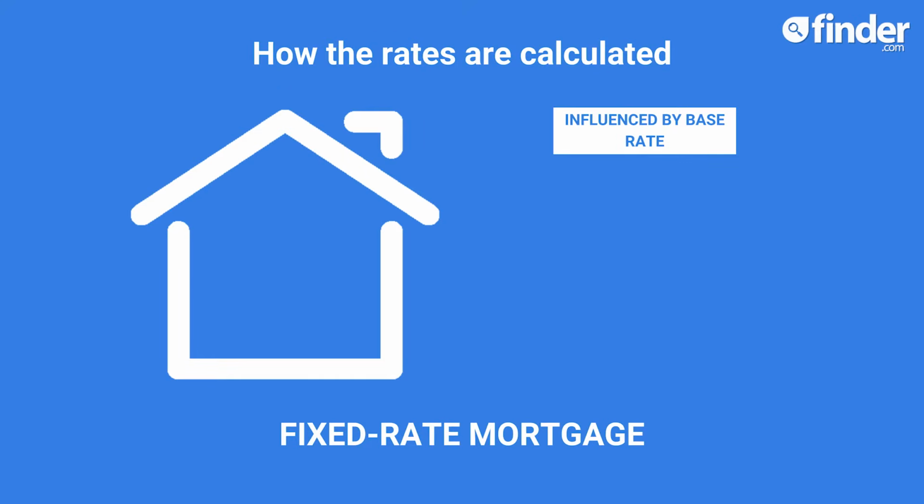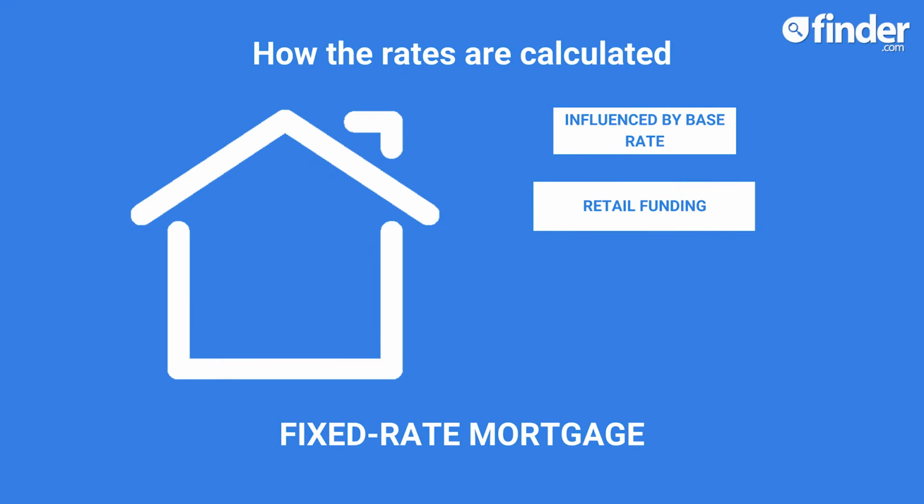Let's start with the base rate. While the base rate doesn't have a direct impact on how fixed rates are calculated, it does set the tone for how expensive it is to borrow money, and therefore it can influence where lenders set their rates. The second factor is funding. Banks need funding in order to lend money to other people. There are two main types of funding a bank can use. One is retail funding, which is another way of saying all the money stored in the bank from consumers and small businesses. And the other is wholesale funding, which is money a bank borrows from another bank or financial institution. The amount of funding a bank has will determine how much it can lend and at what rates.